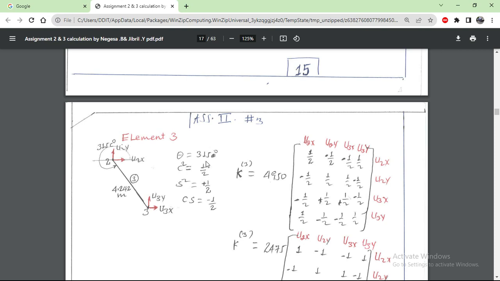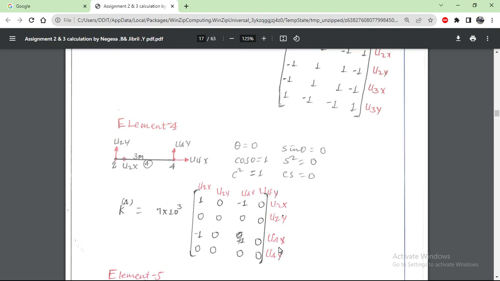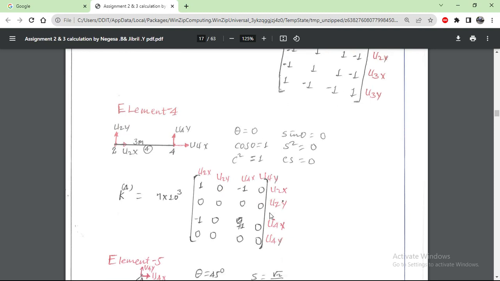Given theta is 315 degrees, you can directly get those results. After that, you insert them in here and we get those results. After reduction, this one is half of this, divided by 2, times this one by 2. So we get those numbers. Then for element number 4, it is horizontal, theta is 0 degrees, and similarly we get those.